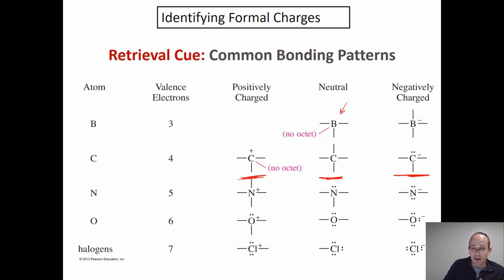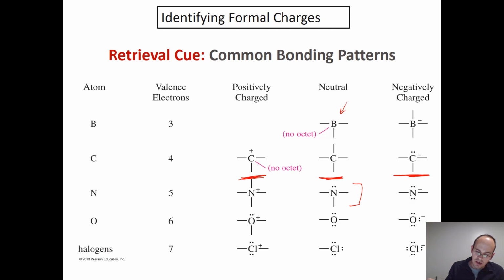Nitrogen usually has 3 bonds and a lone pair, and it's neutral in that scenario, and that's because, once again, it has 5 valence electrons. It only needs to pair up 3 of them to get to a complete octet, and as long as it's paired up 3 of them, it's got a neutral formal charge. If it has 2 bonds and 2 lone pairs, it's negatively charged. If it has 4 bonds and no lone pairs, it's positively charged. You can do the formal charge equation to work that out for yourself.